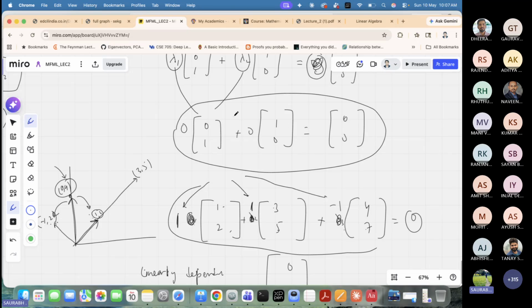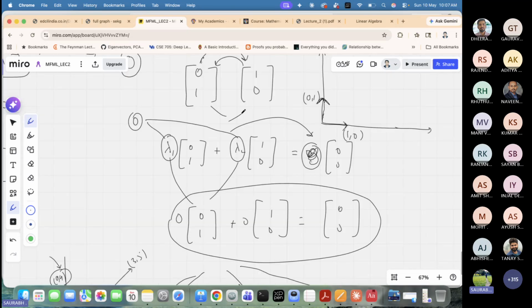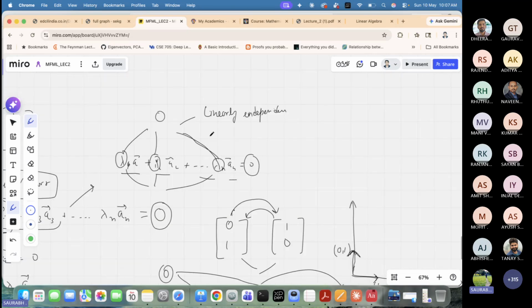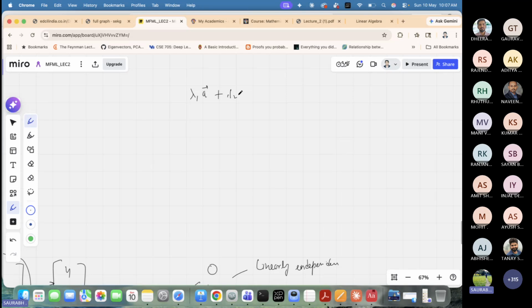But the formal definition is: you have lambda 1 times a1 vector plus lambda 2 times a2 vector, plus and so on, plus lambda n times an vector. If the only way you can add them together to get 0 is by making all of these lambda 1 through lambda n 0, then they are called linearly independent.